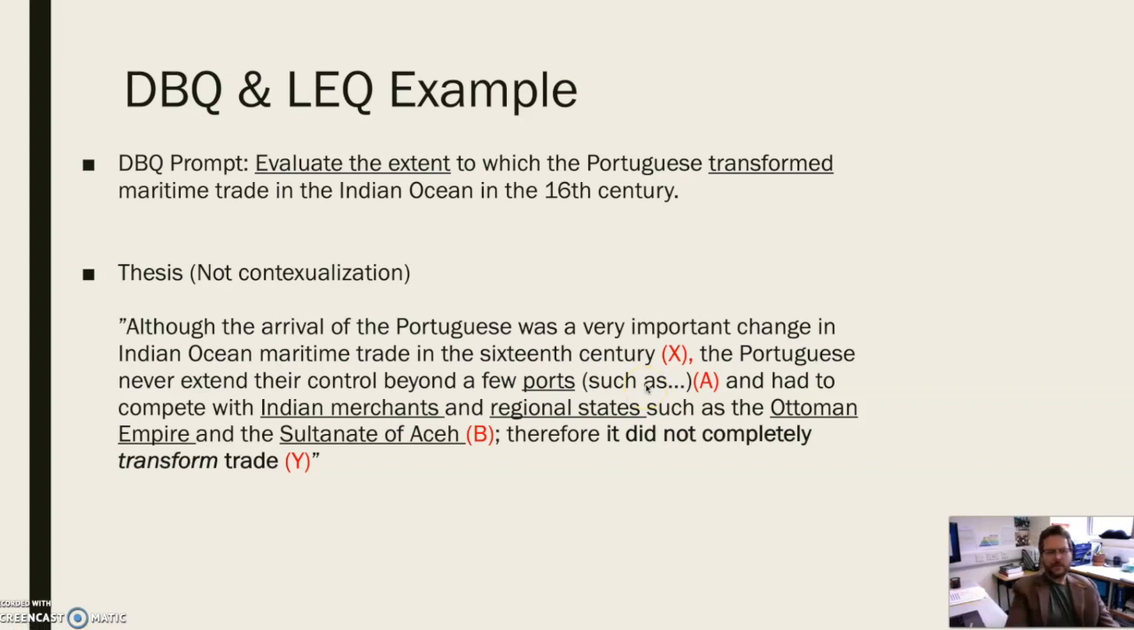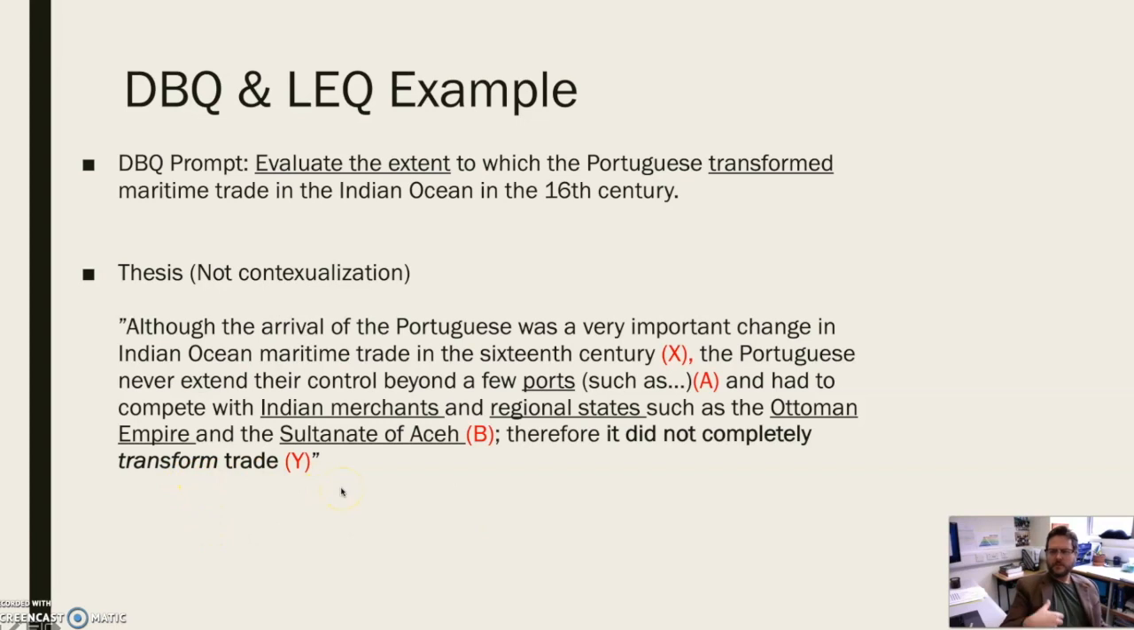They could have added that and had to compete with Indian merchants in regional states such as the Ottoman Empire and the Sultanate. So B, they do have specifics though, right? They talk about Indian merchants, they talk about regional states, they talk about the Ottoman Empire. So they do get that point for being specific in there, right? And so we have A and B. Therefore, it did not completely transform trade.